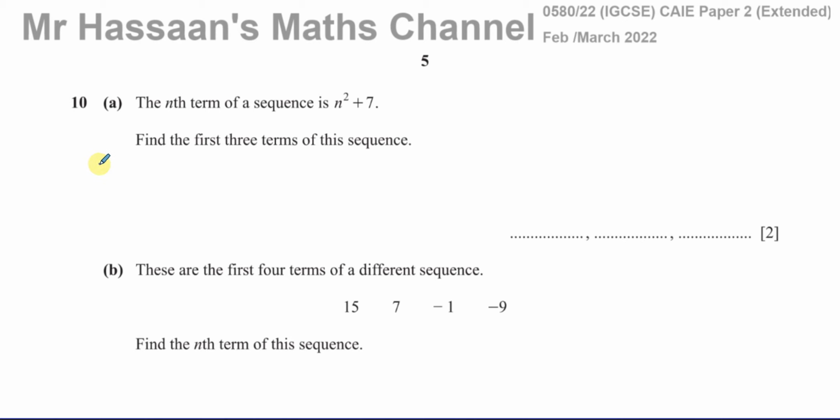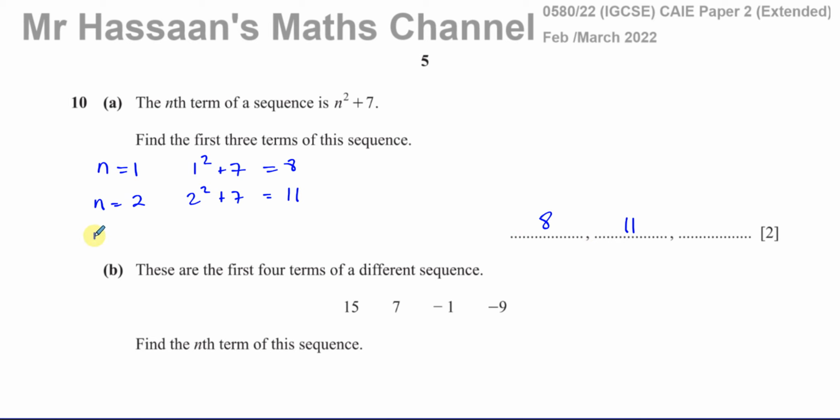So the first term is when n equals 1. So you just replace the n with 1. So you have 1 squared plus 7. That's going to give you 1 plus 7, which is 8. So that's the first term. And the second term is simply when n equals 2. So you're going to have 2 squared plus 7. Well, that's going to give you 4 plus 7. Okay, 4 plus 7 is 11. So that's going to be 11 here.